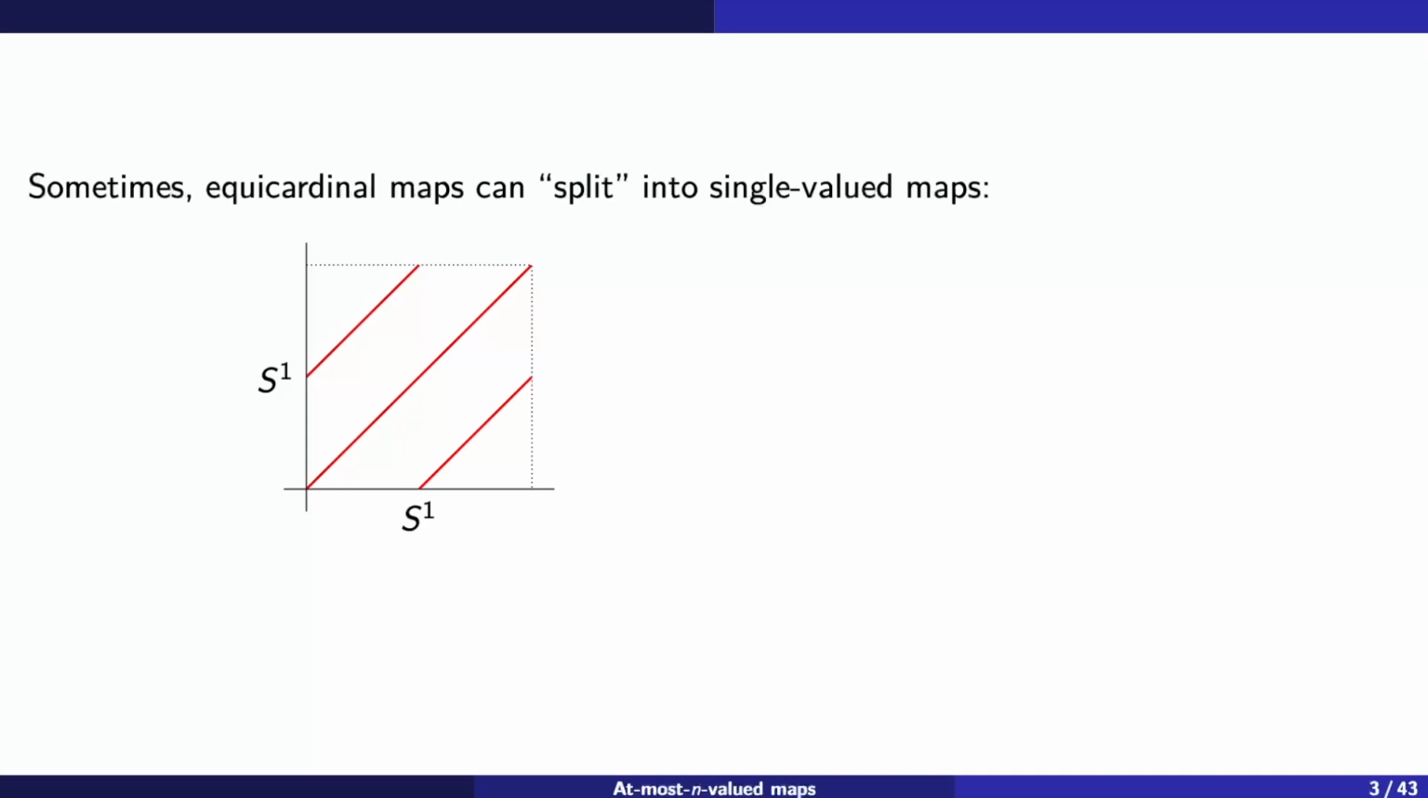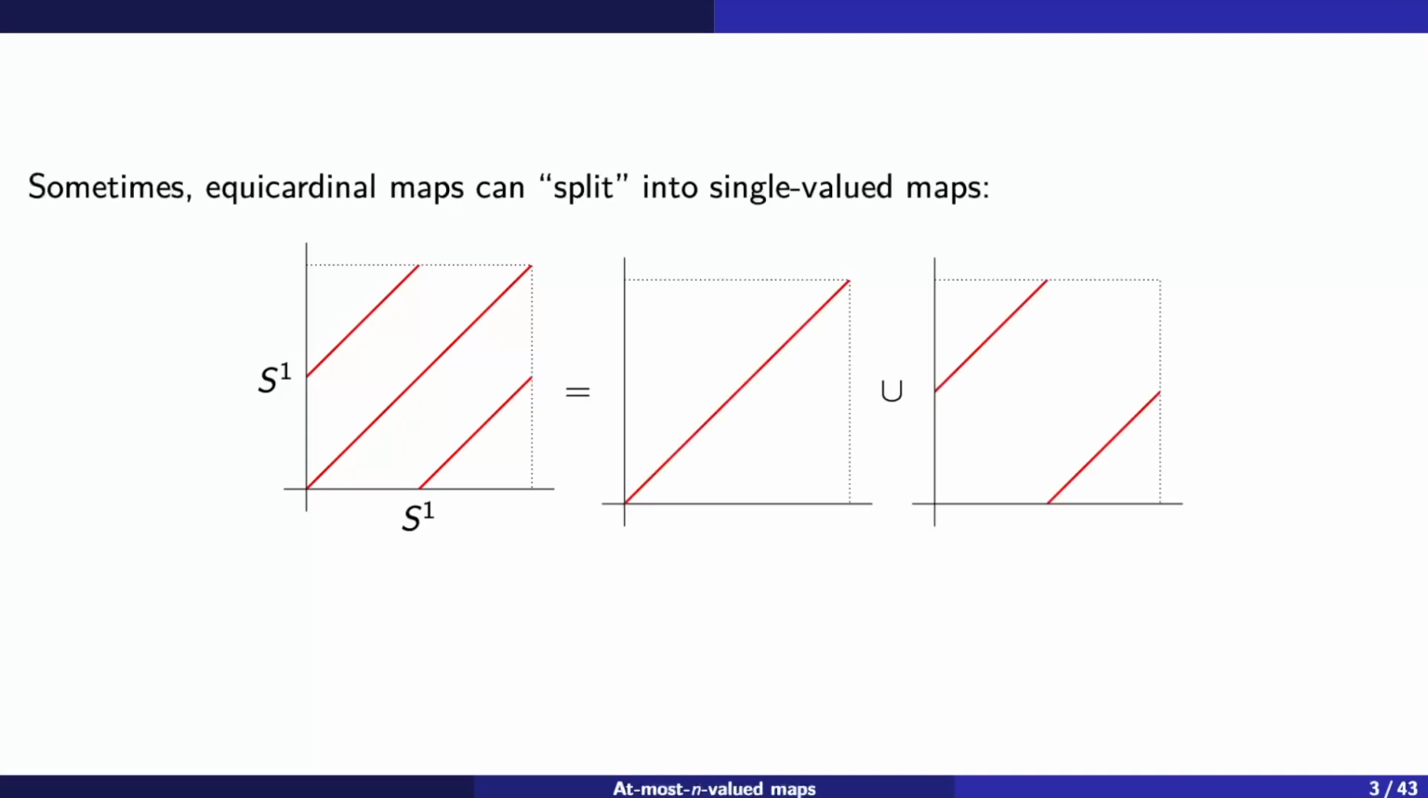Like this one, every x has two y values, but you can split that apart into just two single-valued functions. This is one way in which you can sidestep the issue of continuity of a multi-valued function, because this is a two-valued function, but actually it's just two single-valued functions put together. So certainly that ought to be continuous. Everybody knows how to handle functions like that because they're just ordinary continuous functions. When this happens, we say the map splits into single-valued maps.